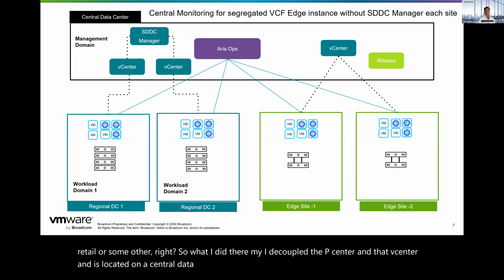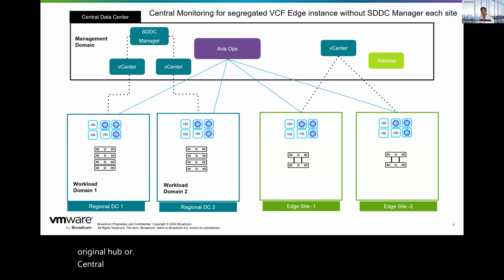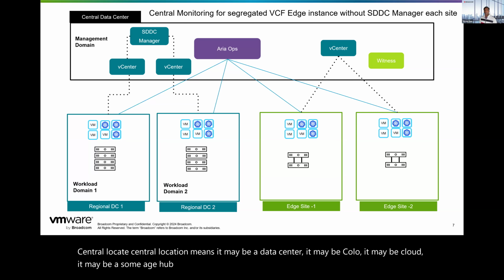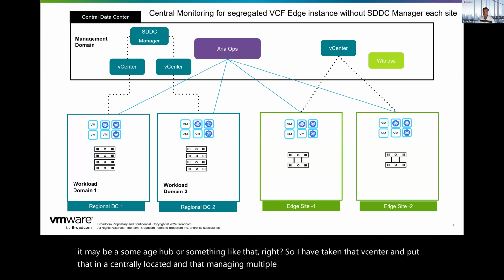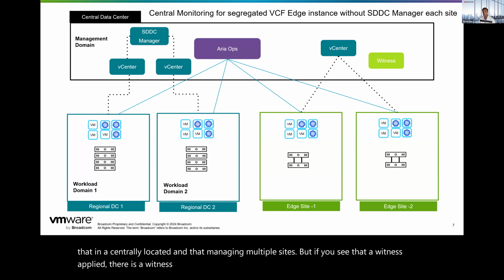You may put it in a central data center or close to your regional hub. Any central location means it may be a data center, it may be a colo, it may be a cloud, it may be some edge hub or something like that, right? So I have taken that vCenter and put that in a centrally located place, and that manages multiple sites. But you see that with a witness appliance, there is a witness dedicated for each location. So one witness appliance can go up to 16 sites or 32 sites.